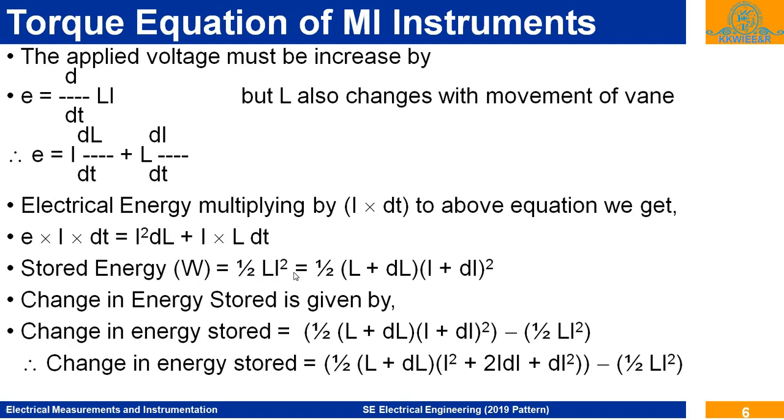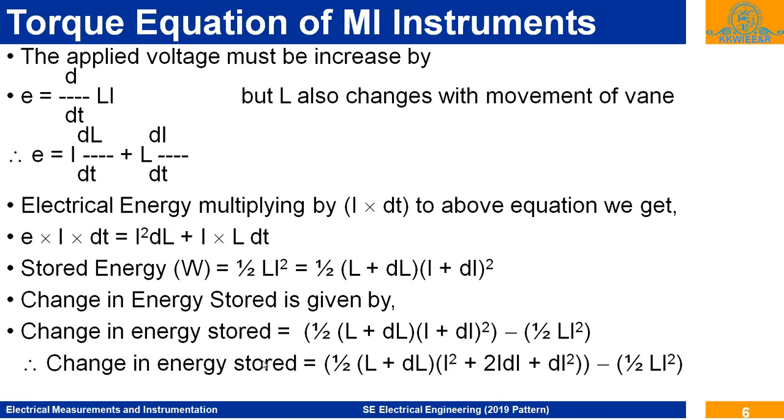The energy stored in the inductance is equal to 1/2 L i squared. So 1/2 multiplied by (L plus dL), the initial inductance and the change in the inductance, similarly the current I plus the change in current di, in brackets. So the change in energy stored is given by the final condition minus the initial condition: 1/2 (L plus dL) in one bracket (I plus di) in another bracket squared, minus the initial energy stored 1/2 L i squared.